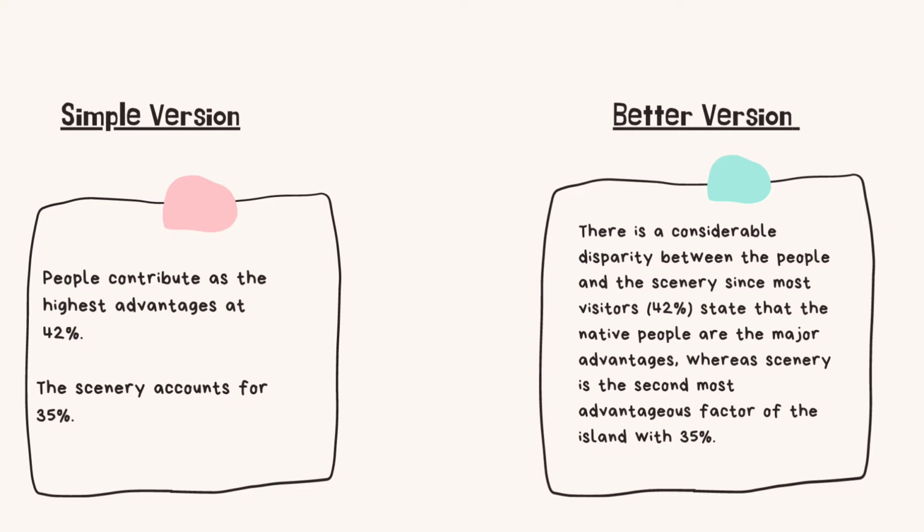Okay, here you can have a look that I use considerable disparity. Considerable, it means tidak terlalu banyak, sedikit. Okay, considerable disparity, it means perbedaan yang tidak terlalu banyak. Because as you can see, the people accounts for 42%, and then the scenery accounts for 35%. So it's not huge disparity, but only considerable disparity. And then here I also combine with the first comparing and contrasting word, which is whereas.